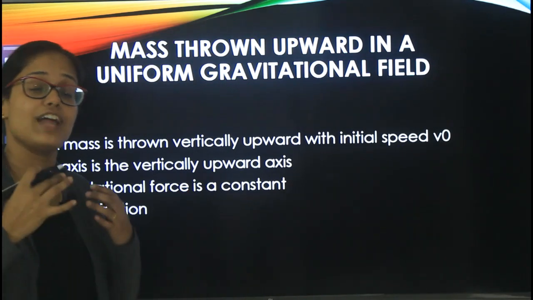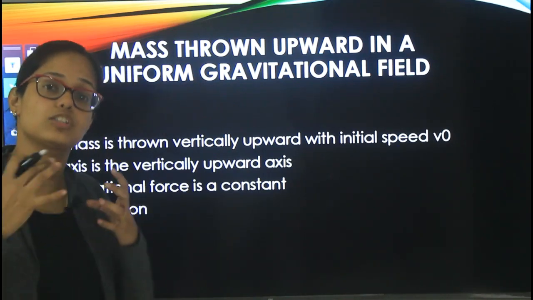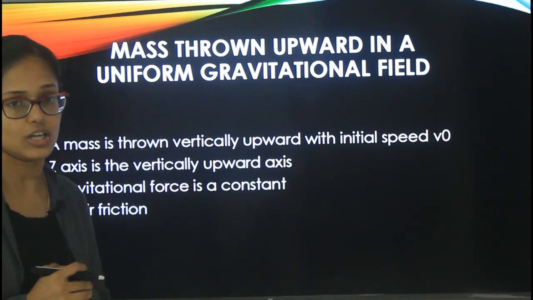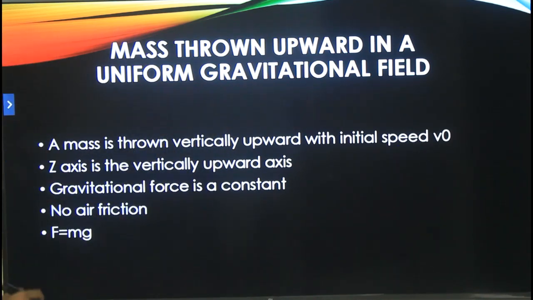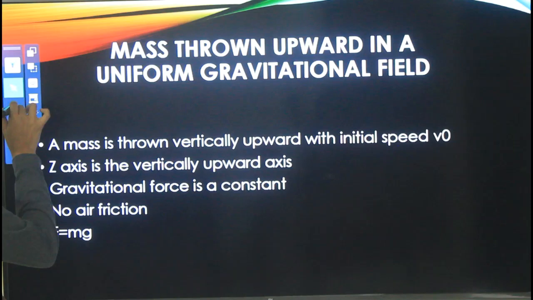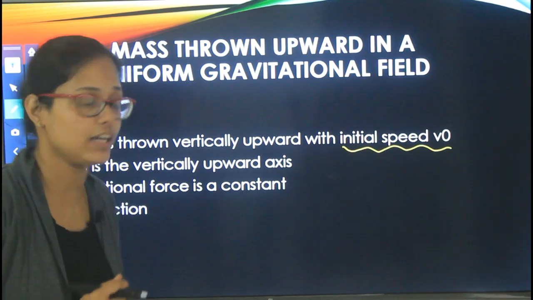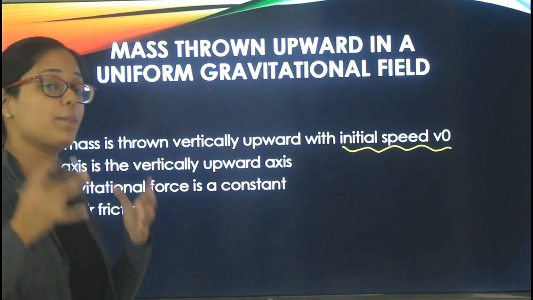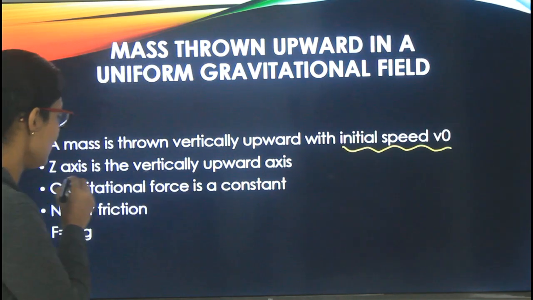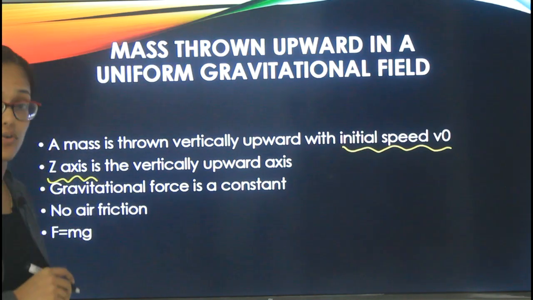a problem: we have to find the vertical distance covered by a stone when it is thrown vertically upward in a uniform gravitational field. For that we consider v0 as the initial speed of the stone. In our previous derivation we considered the x-axis as the vertically upward axis, but here we are considering the z-axis as the vertically upward axis. And here the gravitational force is a constant.